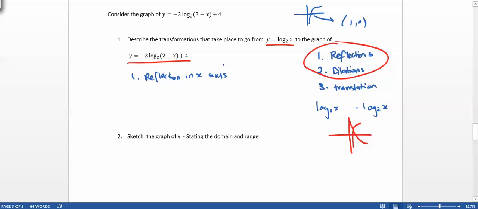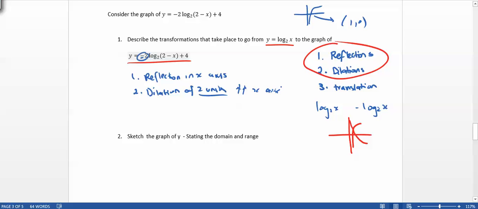Okay, now that's going to cover this negative guy here. Now what we're going to do is we've got a dilation of 2 units parallel to the x-axis. What this 2 is doing is multiplying all of those y values by 2, which means that it's a dilation of 2 units parallel to the x-axis.